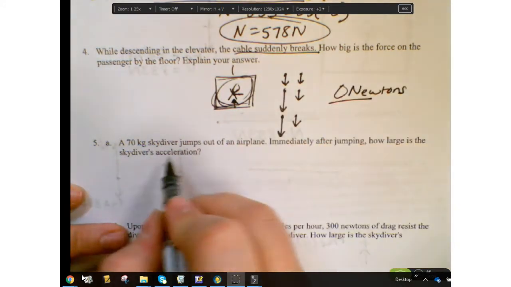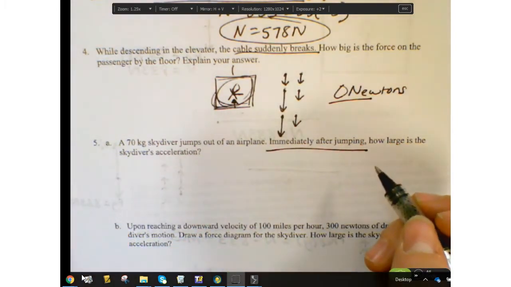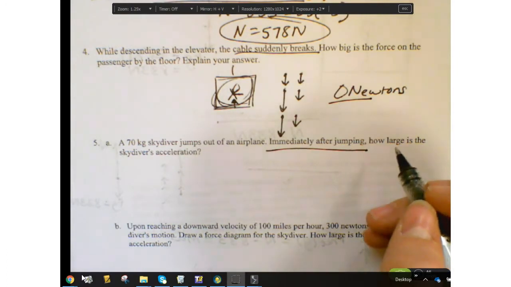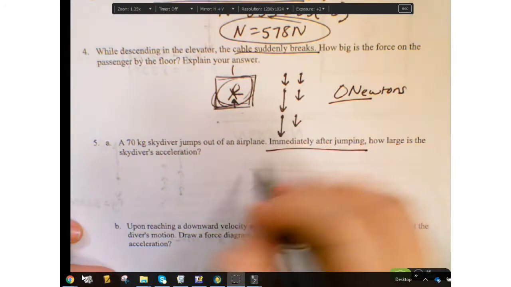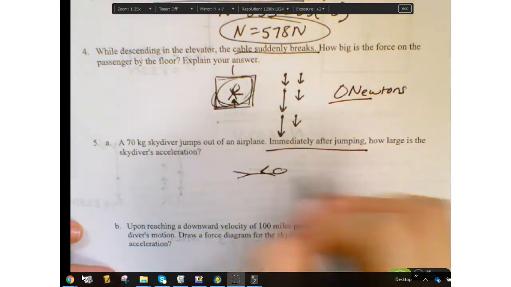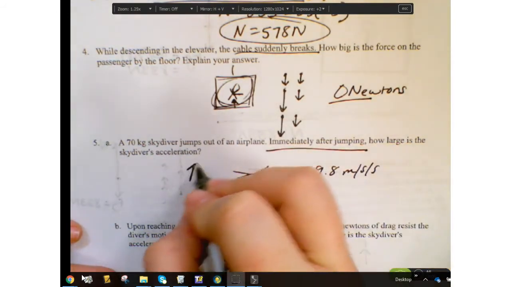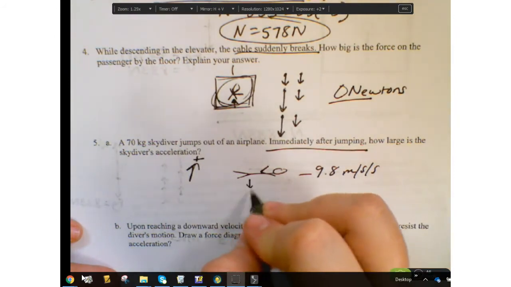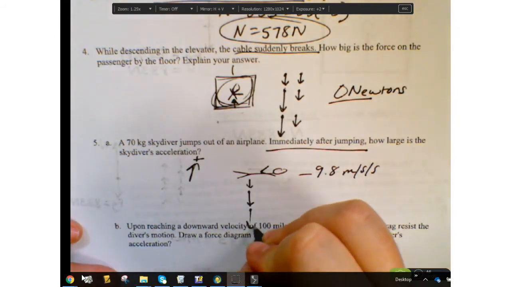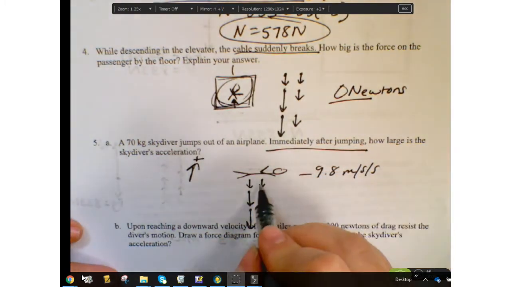Number 5, a 70-kilogram skydiver jumps out of an airplane. Immediately after jumping, how large is the skydiver's acceleration? So as soon as she jumps out of the plane, she is going to have an acceleration of negative 9.8 meters per second squared, given again that I stick with the convention that up is positive. Her velocity is going to increase, and the acceleration at the very beginning will be negative 9.8.